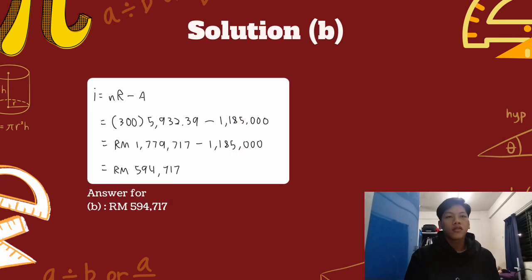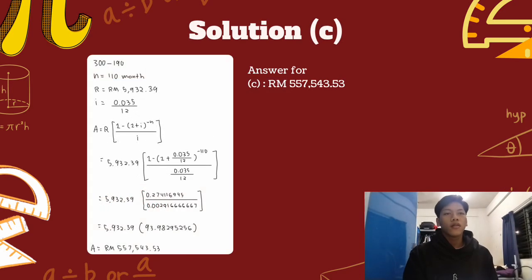Moving on to solution B, we determine the total interest charged on this loan over the 25-year period. We use the straightforward formula, which is I equals nR minus A. By multiplying the 300 payments by our monthly amount of 5,932.39, we get a total payment sum of 1,779,717. Subtracting our original loan principal from this amount reveals that the total interest charged by the bank is 594,770.